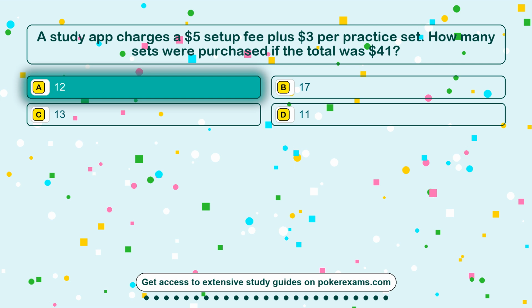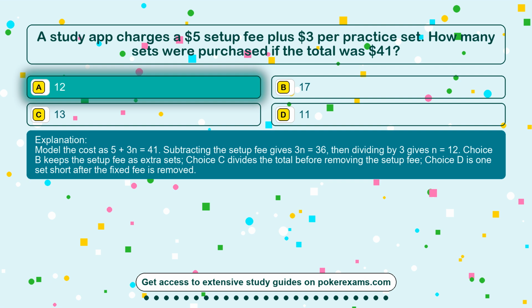The correct answer is option A, 12. Model the cost as 5 plus 3n equals 41. Subtracting the setup fee gives 3n equals 36, then dividing by 3 gives n equals 12. Choice B keeps the setup fee as extra sets, choice C divides the total before removing the setup fee, choice D is one set short after the fixed fee is removed.